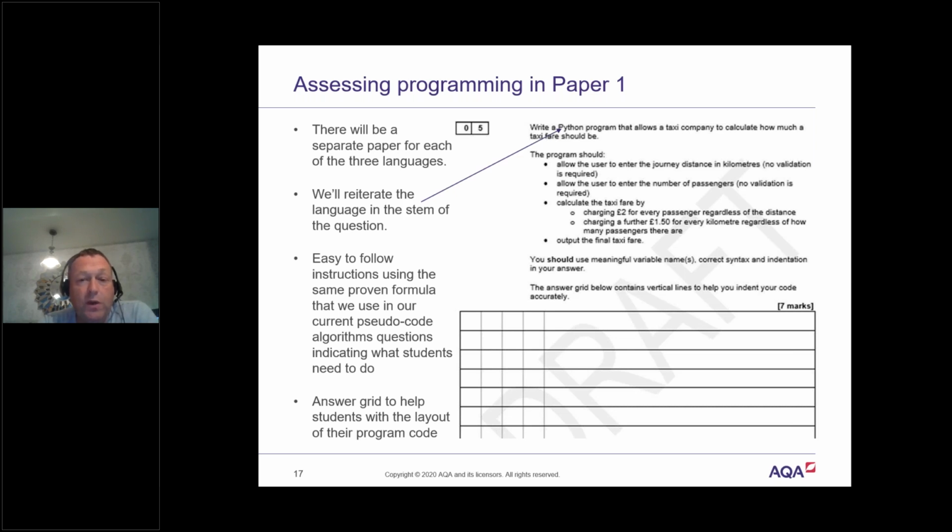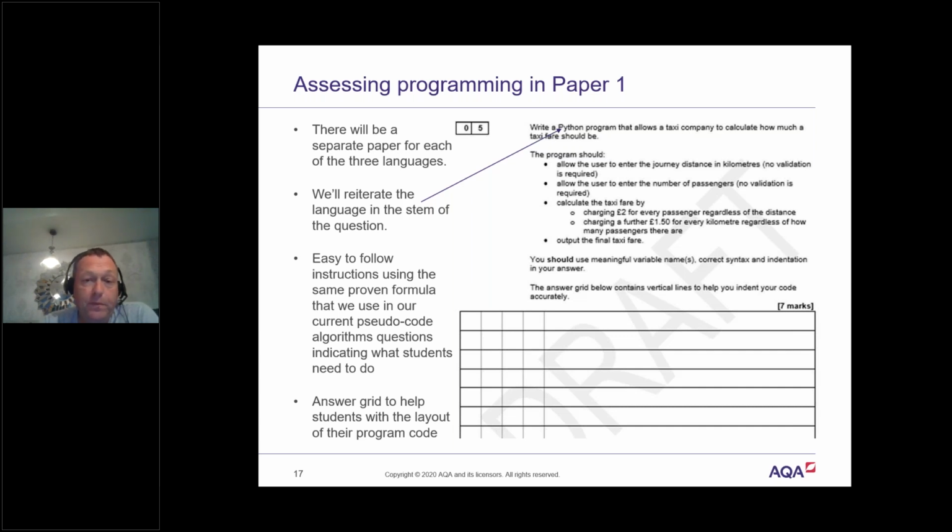In the context of a question, so this would be a typical question, we would reiterate the language in the stem of the question. Clearly, if a student had got the wrong paper, and in this Python paper, they wrote in C#, they wouldn't just get a big red cross to it and it wouldn't be marked. What we would do is we will give that to a C# specialist to mark. So what we will try to do with these papers is to get them marked by people who are specialists in each of the languages.